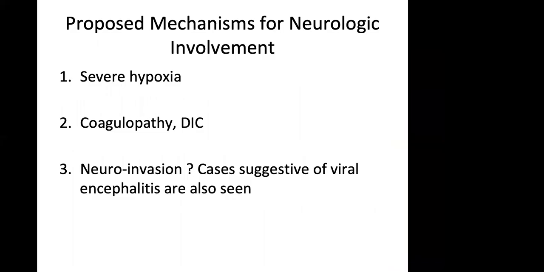The proposed mechanisms for neurologic involvement: severe hypoxia is probably a factor in developing an acute cerebrovascular accident. There's also the issue of coagulopathy and DIC in severe cases. And something that's being studied a lot is neuroinvasion. There were cases all over Twitter of patients presenting with encephalitis-like symptoms, and then a CSF analysis would turn positive for SARS-CoV-2 and negative for other viruses known to be associated with encephalitis. But these are still sporadic cases, and we're still waiting for more data.